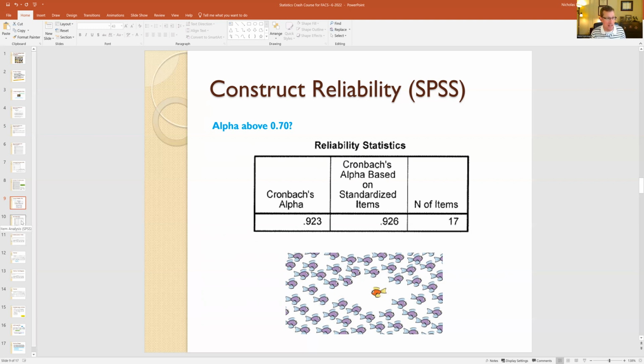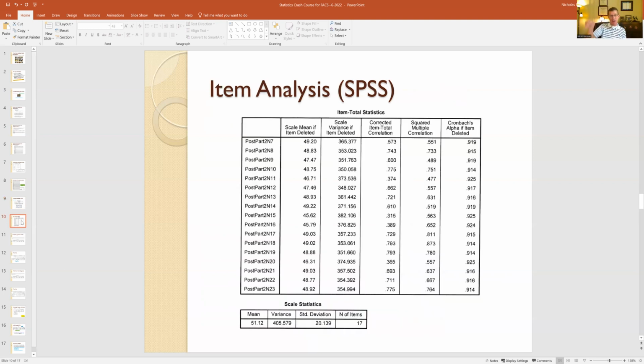The one cool thing, though, that we did in SPSS with our FACS data, and I want to show you here, there's a really neat feature that says, okay, if you got rid of one of the fish, if you got rid of one of the items, what would it do to the other items? Did you have an item pulling the whole team down? You know, did you have one that was kind of holding them back?